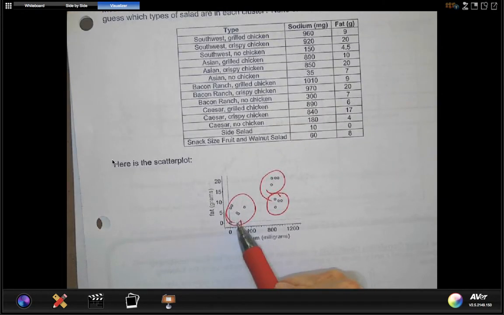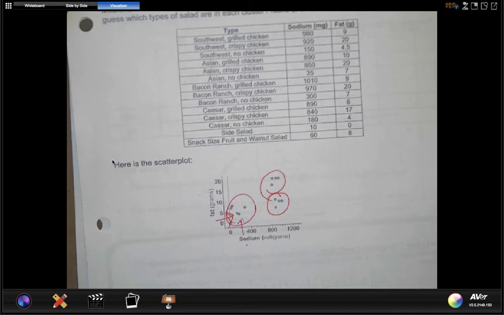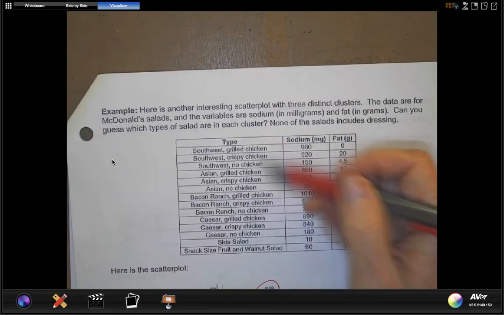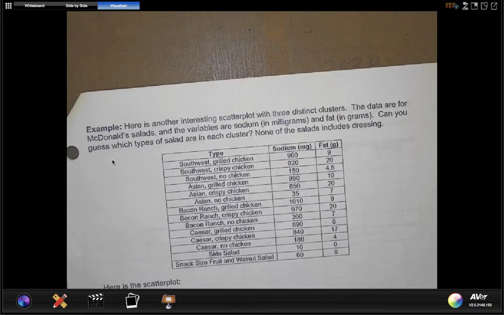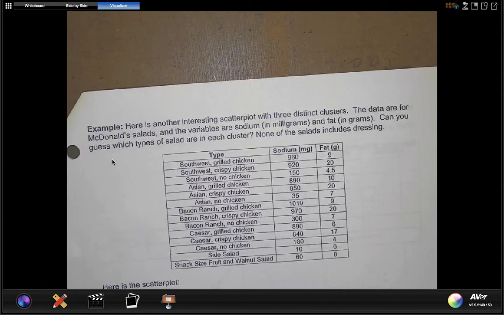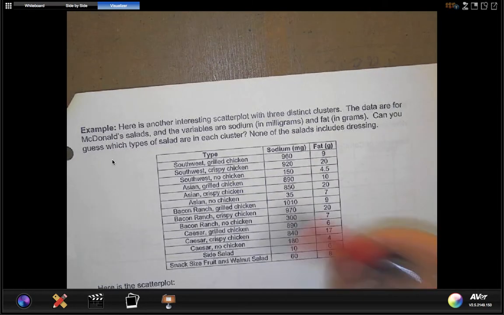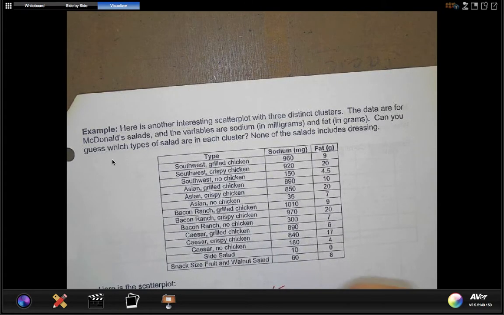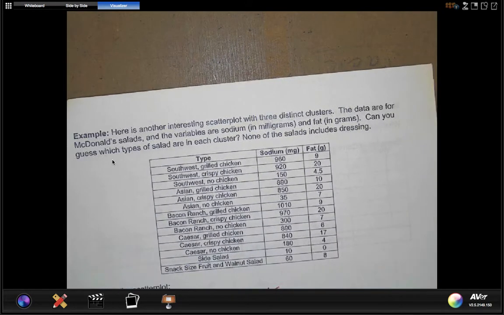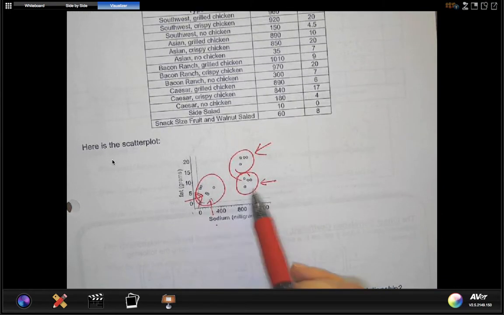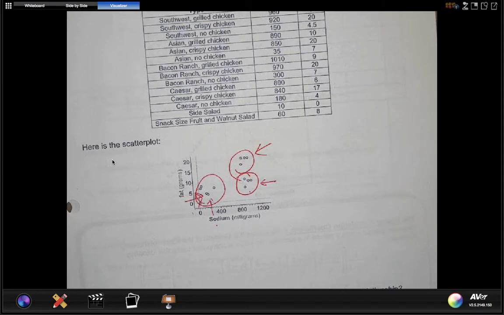So this cluster here is low on the sodium and low on the fat. And if you think about it, if you look at your choices up here, those are all your ones with no chicken, okay? This cluster right here is high on sodium but low on fat. So these are all your grilled chicken. And this cluster right here is high in sodium, high in fat. So these are all your crispy chicken, okay? So no chicken, grilled, crispy. So again, scatter plots can help us see relationships, help us see patterns. So here I can see a pattern about what kind of salad I'm getting based on those clusters.